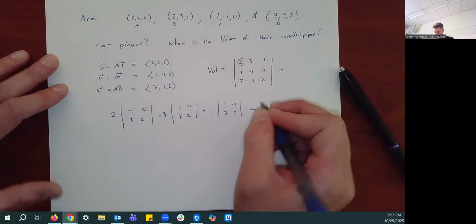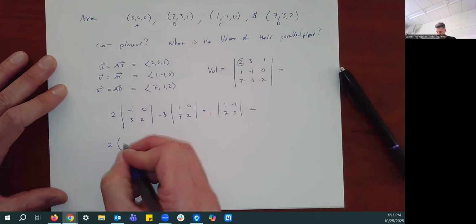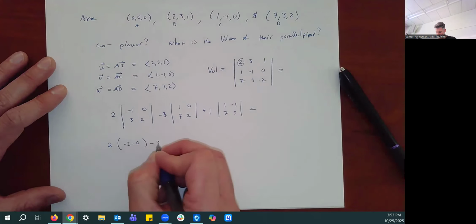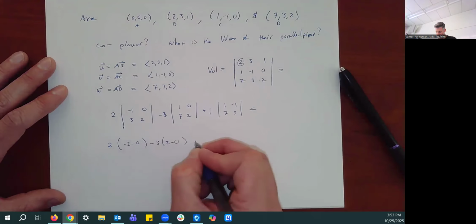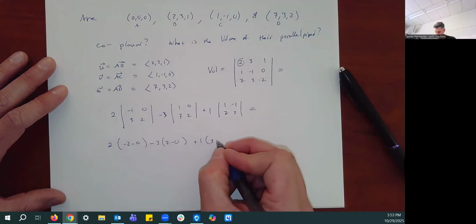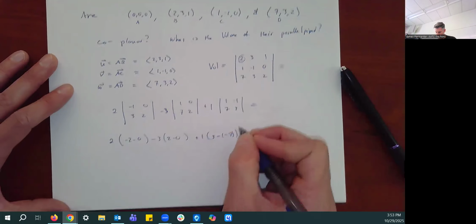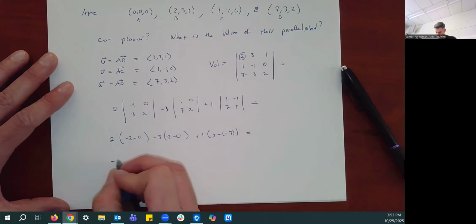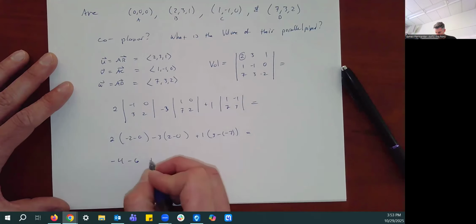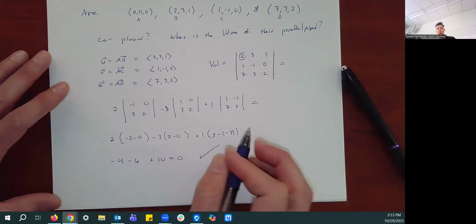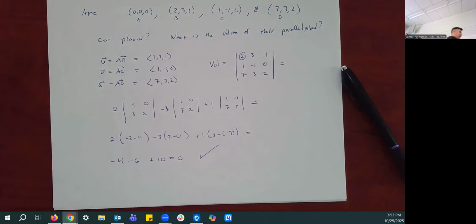If we calculate this, we get 2 times negative 2 minus 0, minus 3 times 2 minus 0, plus 1 times 3 minus negative 7. And we end up getting negative 4 minus 6 plus 10, which is 0. So these points are coplanar, because the volume of their parallelepiped would be 0. It's kind of neat.